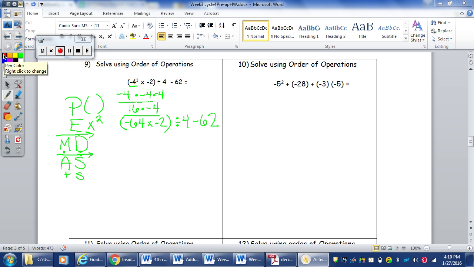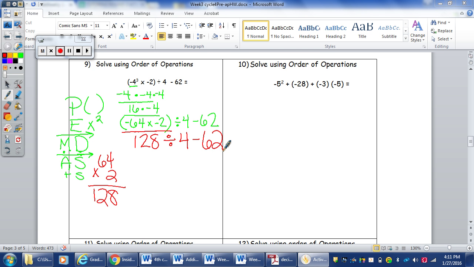Alright, I am still not done with my parentheses, so I am not going to take that out. Now I'm going to underline what I'm working on, and we have -64 times a -2. So let's see what 64 times 2 is. We get 128. And remember, a negative times a negative is a positive. Then I'm going to bring down everything else. I have it marked down.